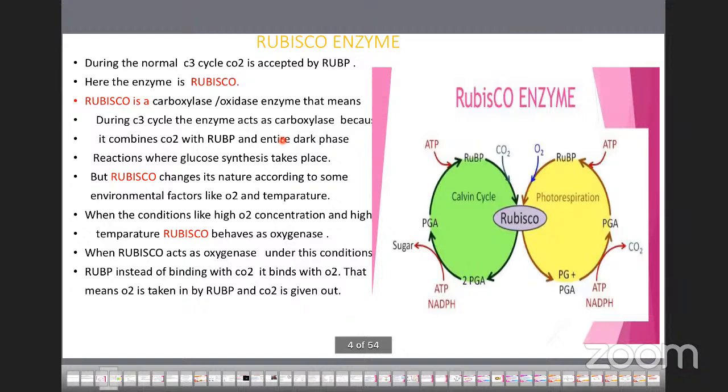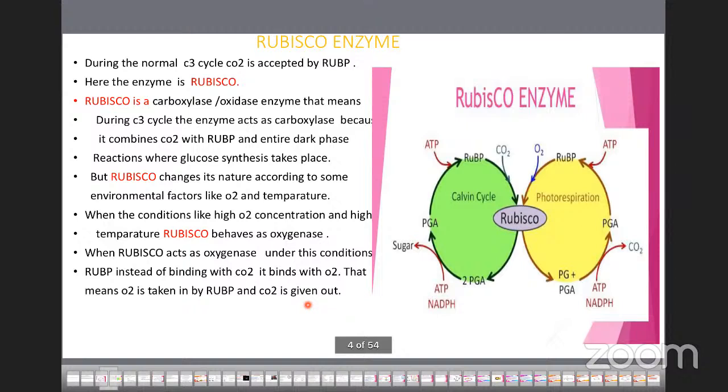Okay, then next, Rubisco changes its nature according to environmental factors like oxygen and temperature. When conditions are high oxygen concentration and high temperature, Rubisco behaves as an oxygenase. And when Rubisco acts as oxygenase, under these conditions, RuBP, instead of binding with CO2, binds with oxygen. That means O2 is taken in by RuBP and CO2 is given out.